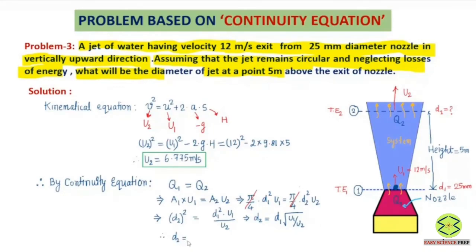So d2 is, now d1 is 25 mm, so it is 25 into 10 raised to minus 3 meters times square root of u1. u1 is given as 12 meters per second and u2 we have calculated as 6.775. So if you solve this, you will get the value of diameter at section 2 as d2 equals 33.27 into 10 raised to minus 3 meters. This we can also write down as 33 mm if you want.